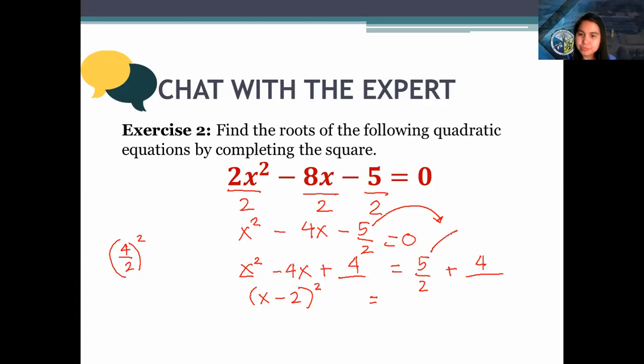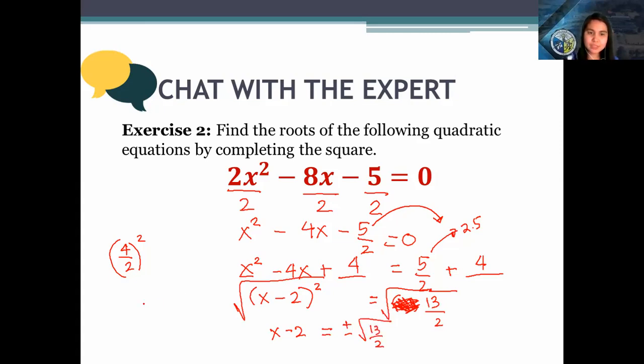Actually, 5 and 1/2, we can have it in decimal. 5 over 2 is 2.5 or 2 and 1/2. Add 4, that's 6.5. Or you can write it as 6 and 1/2. Square root to the left, square root to the right. Better do it in fraction. It's better: 4 plus 5 over 2 is 13 over 2. So we have x minus 2 equals plus and minus square root of 13 over 2. If you don't want to have cases, you just transfer to the other side. What are our roots? 2 plus and minus square root of 13 over 2. This is now our answer.